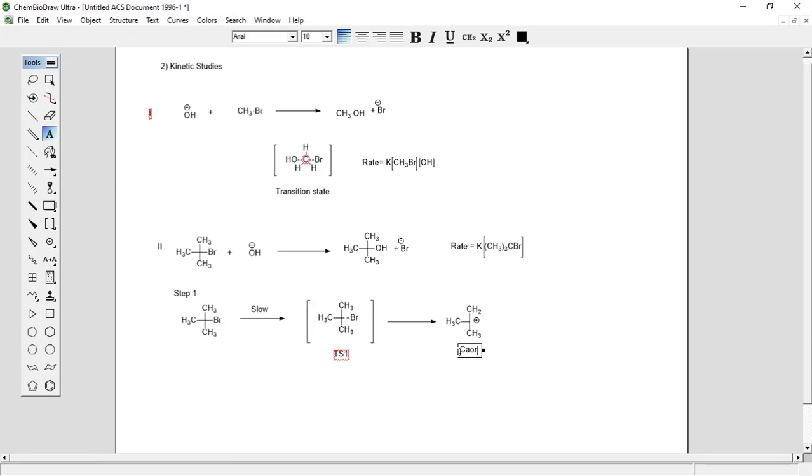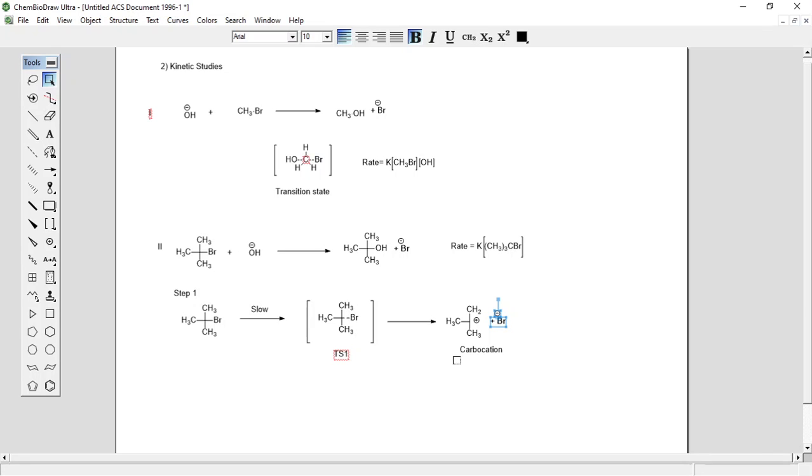And this carbocation intermediate, these are electron deficient species, and you will get your Br minus.